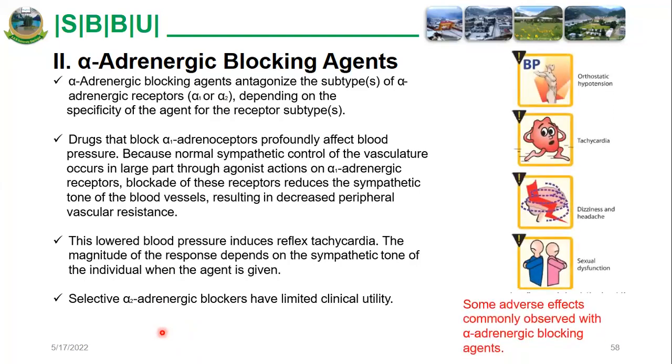These are some side effects associated with the alpha adrenergic blocking agents: orthostatic hypotension, because of the alpha receptor blockade, tachycardia, dizziness and headache, sexual dysfunction. These are some adverse effects observed with the alpha adrenergic blocking agents. We will discuss these alpha blockers, the antihypertensive drugs, as well as the cardiovascular drugs in great detail.